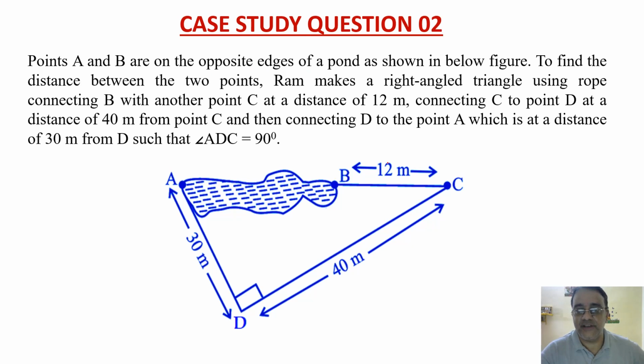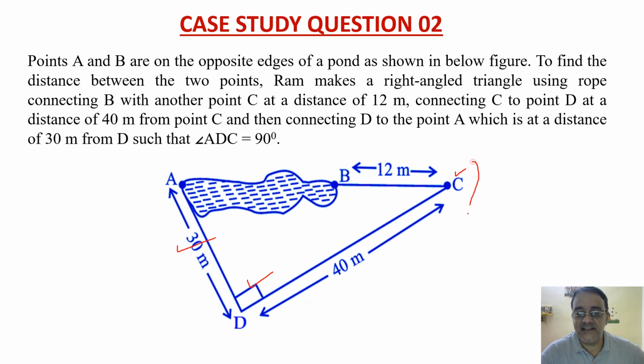So points A and B are on the opposite edge of a pond, as shown in the below figure. To find the distance between the 2 points, Ram makes a right angled triangle using rope connecting B with another point C at a distance of 12 meter, connecting C to point D at a distance of 40 meter, and then connecting D to point A, which is 30 meter from the point D, such that angle ADC is equal to 90 degree.